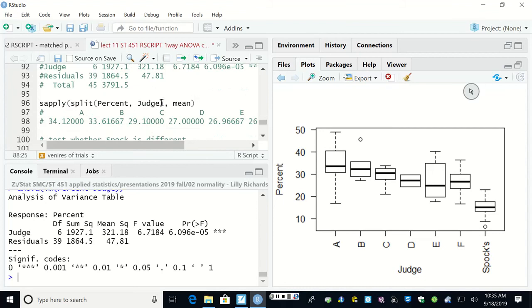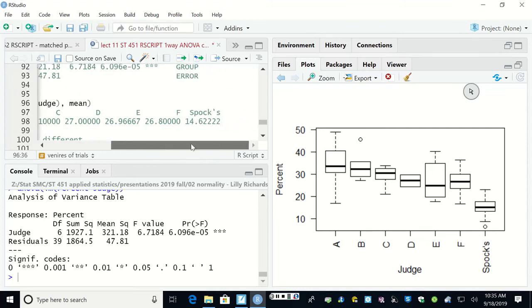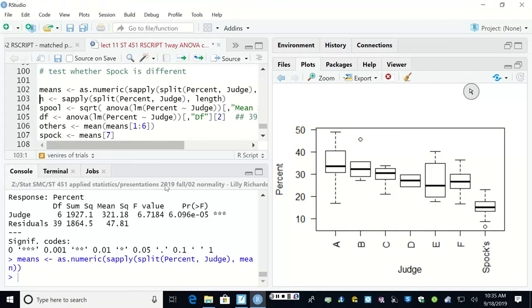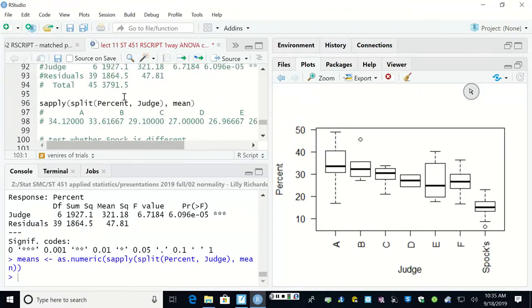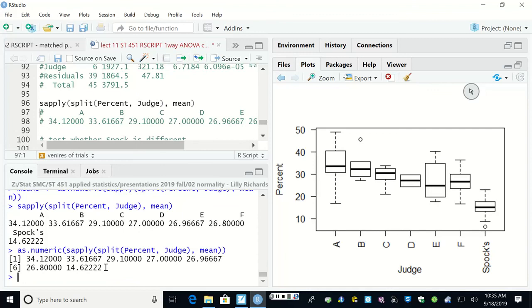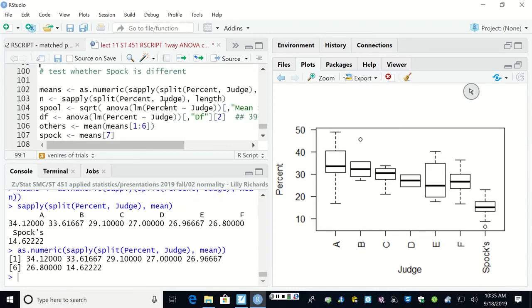So here are the different means for that. I'm going to save those means here. And if we just do the sapply thing, it has the letters on there. I just want it to be numerical values. Sometimes in R, you don't want those extra letters hanging around. You can just make it a list of numbers. A little technical R thing. And we want to test whether Spock is different.